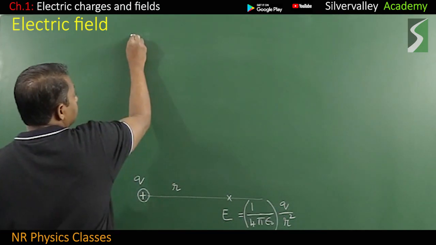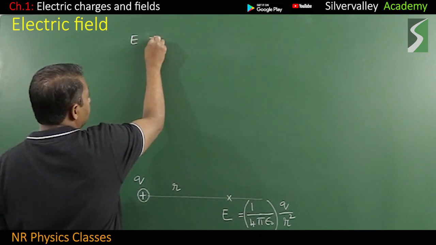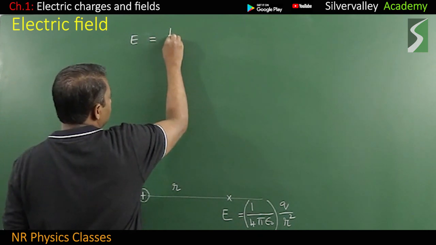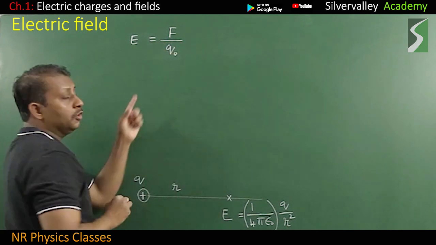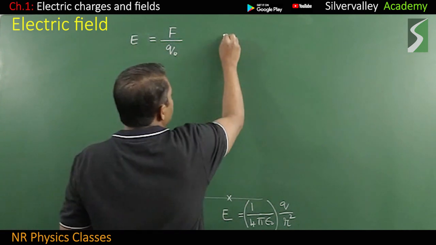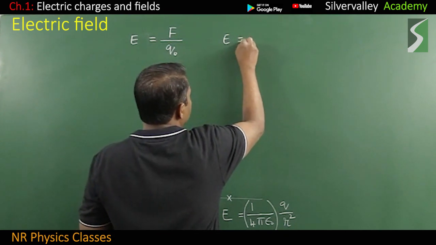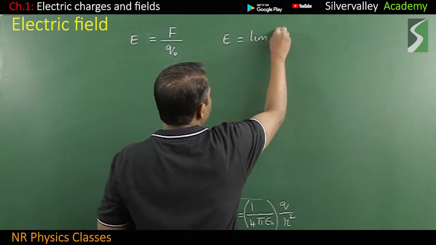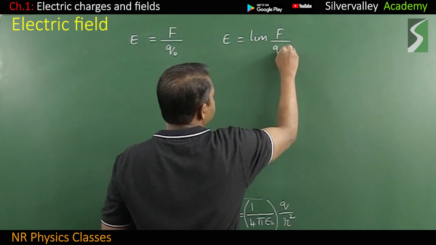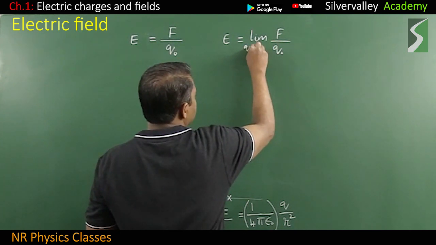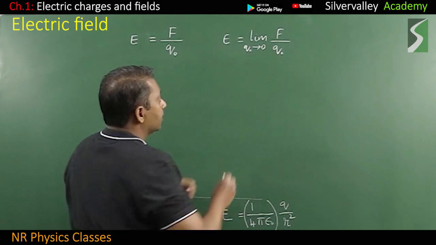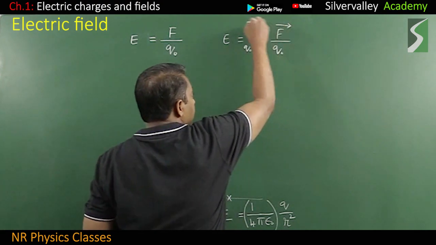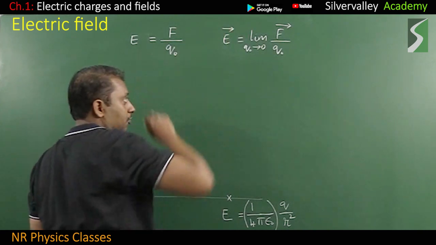And how is electric field defined? Electric field is defined as the ratio of force per unit charge. To be more precise, electric field equals the limit of force by charge as the test charge tends to 0. F is a vector quantity, therefore electric field is also a vector quantity.